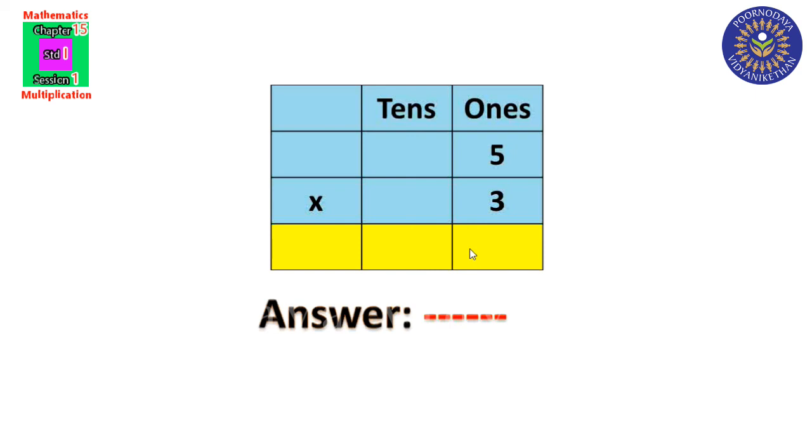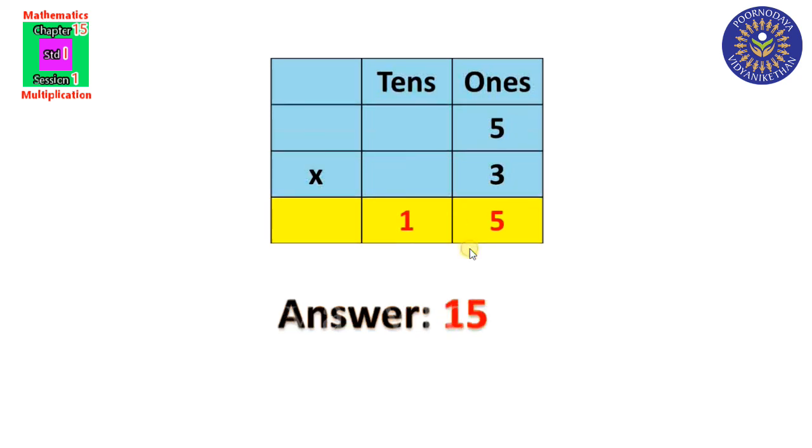Now, recall the multiplication table of 5. 5 1s are 5. 5 2s are 10. 5 3s are 15. So, you have to write the 15 like this. Clear? The answer is there are 15 children all together. Did you understand?